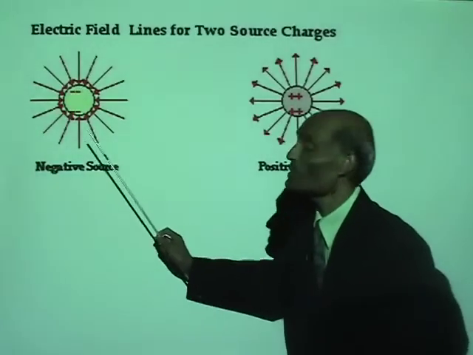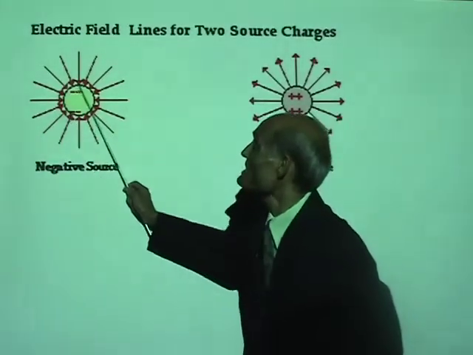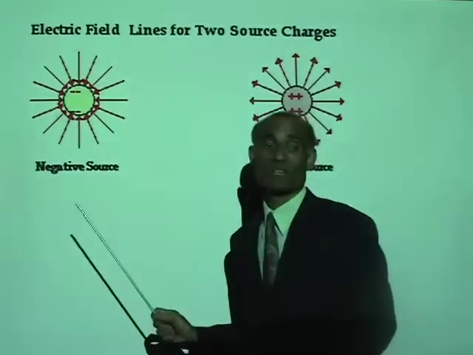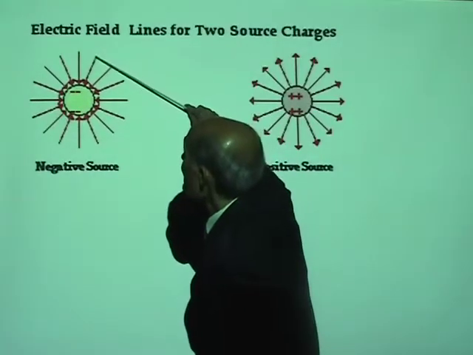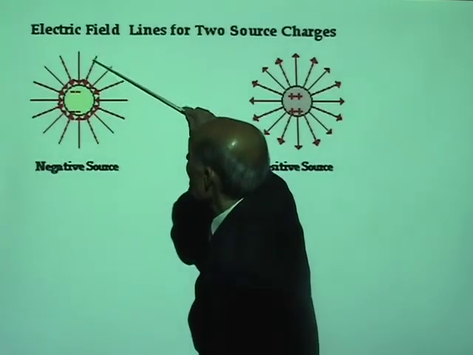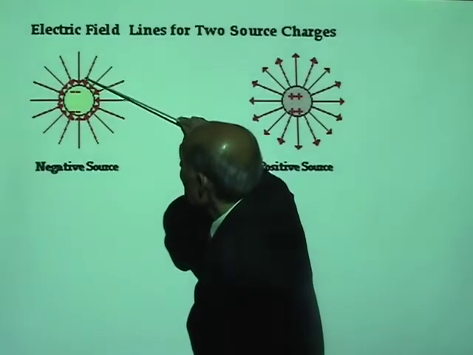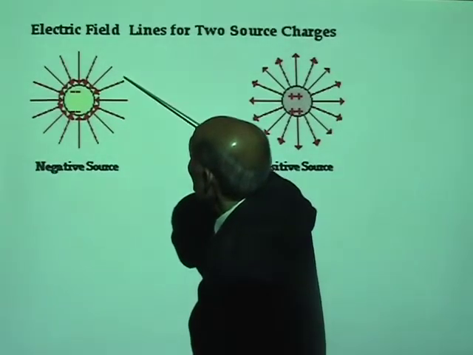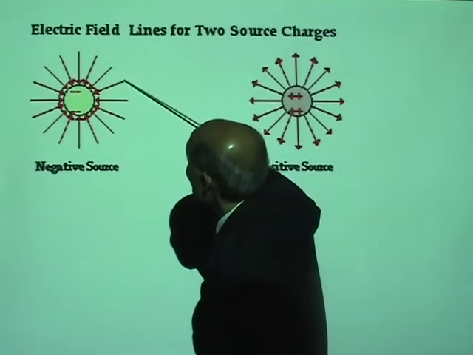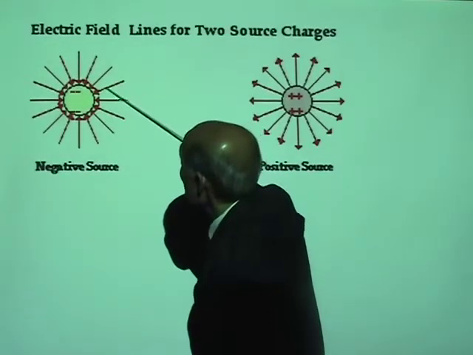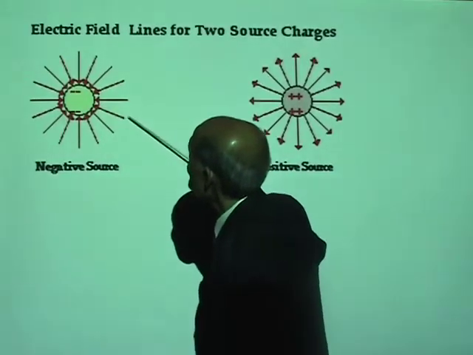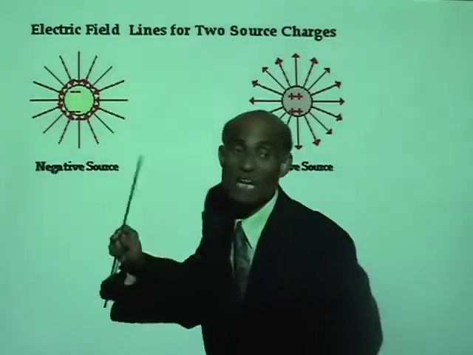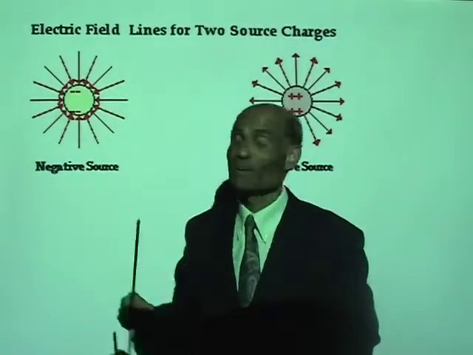Look at the electric field lines of a negatively charged object. What it tells you is, if I keep a unit test charge here, it will move in this direction. If I keep a unit test charge here, it will move that way. This is a field line. Each of these is a field line.